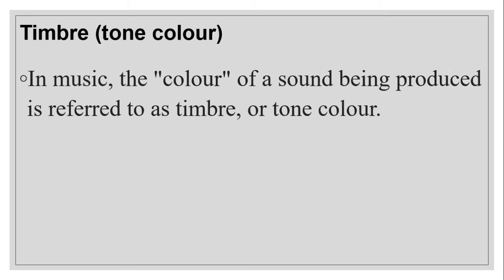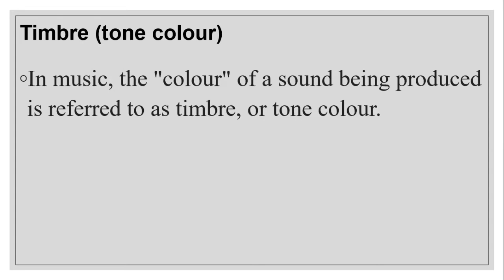Next is timbre, also known as tone color. Timbre is the quality of the sound being produced. Timbre is a bit different. It's the difference between the harsh, scratchy sound of an electric guitar and the classy, rounded sound of a piano, for example, or the bird-like whispering sound of a flute.